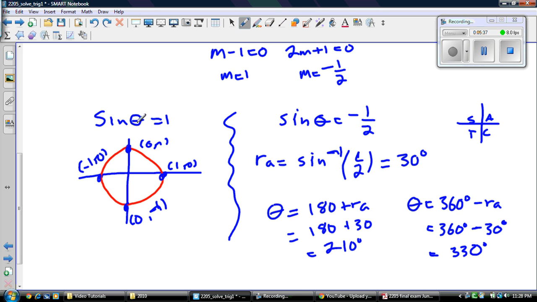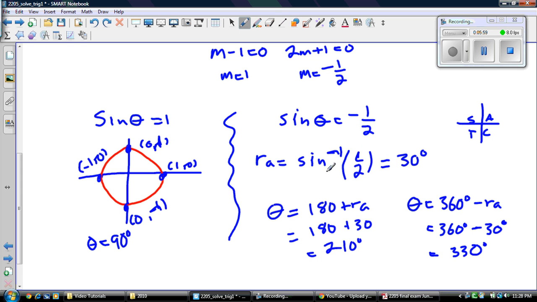So we're looking for where sine theta is 1. So we're looking for basically where y is equal to 1. Sine theta is y, this is the unit circle, radius is 1. So we're looking for this point right here, and we're thinking, what angle is that? Well, that is a 90-degree angle. So in fact, our theta in this case would be equal to 90.